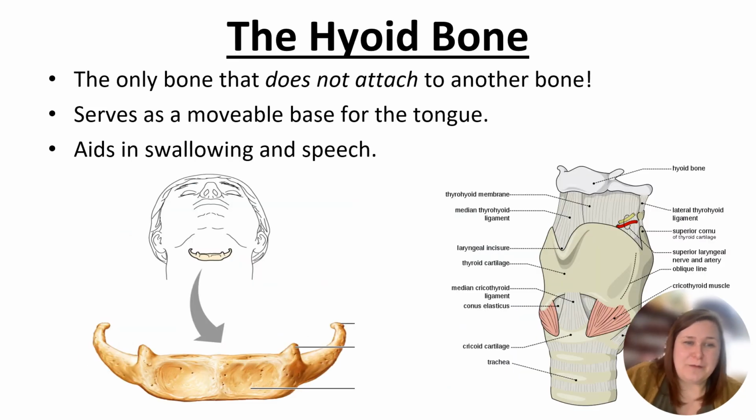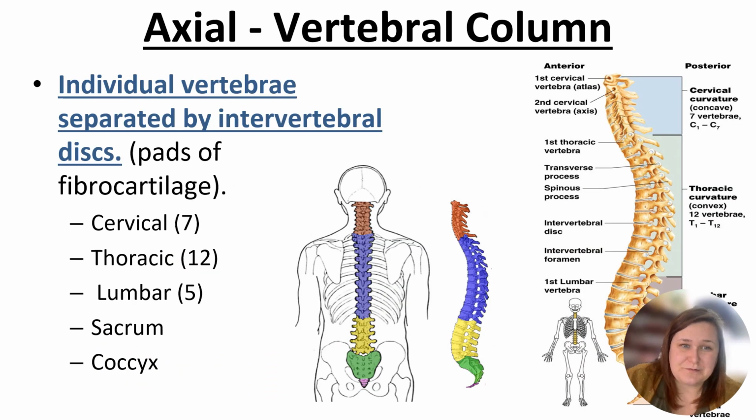Let's talk about the hyoid bone. I was so proud of you all in lab because everybody put the hyoid bone exactly where it goes, and that's usually one that messes people up. The hyoid bone is the only bone that does not attach to another bone. It serves as a movable base for the tongue, and it is going to aid in swallowing and speech.